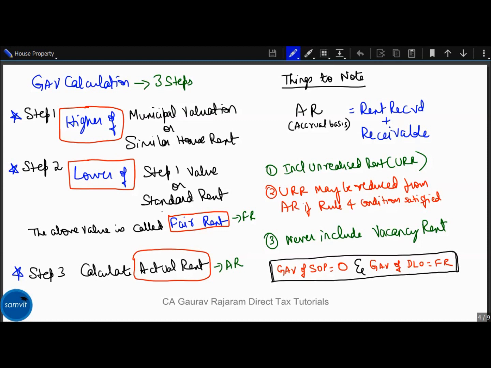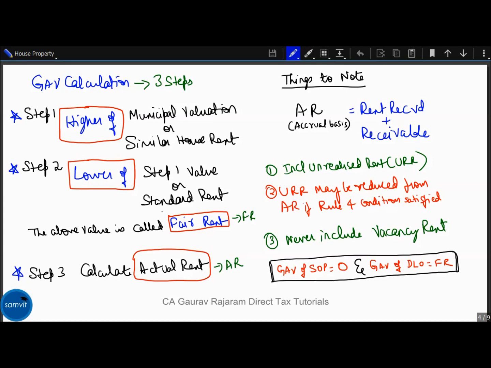Step 3, we calculate the actual rent. While calculating the actual rent, you should take the rent received plus receivable. It is done on an accrual basis. Unrealized rent, that means rent for the period for which the tenant has not paid the money, will also be included. Unrealized rent may be reduced from actual rent if Rule 4 conditions are satisfied. Unrealized rent may not be reduced in any other scenario.